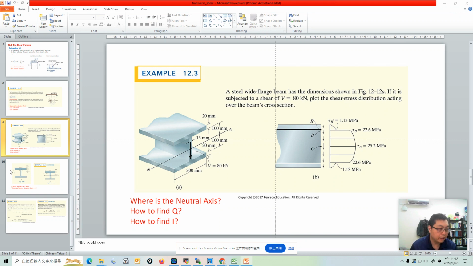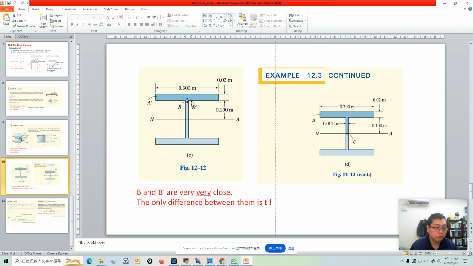So let's look at this cross-section area again. I want to calculate the shear stress at B prime, B, and C here. What's the difference between B prime and B? B and B prime are very close to each other. Maybe I need to draw a much bigger picture for B and B prime. So what's the difference between B and B prime?